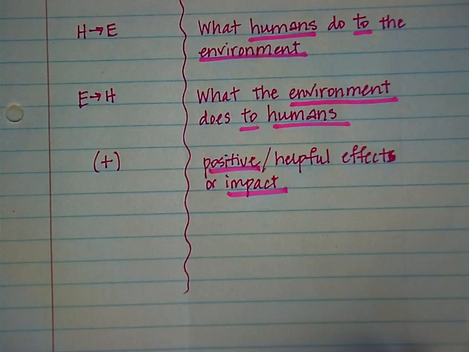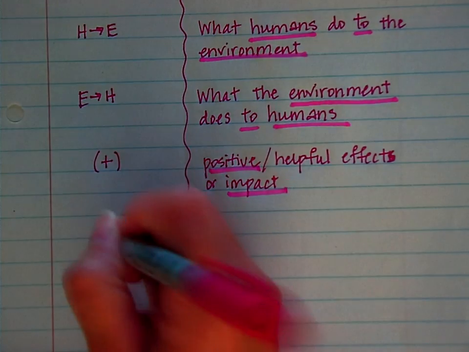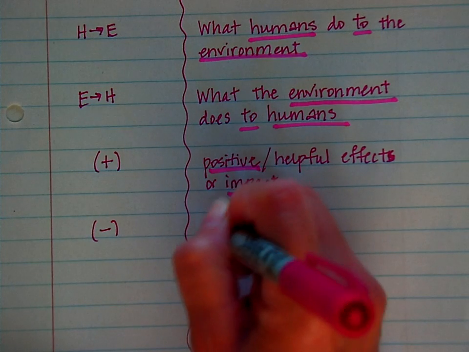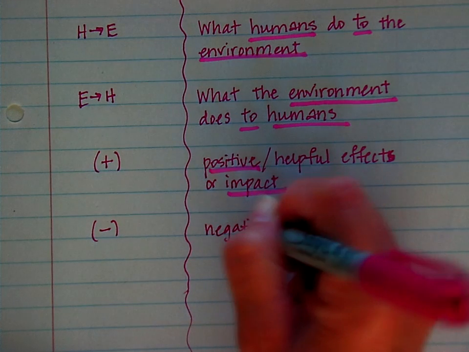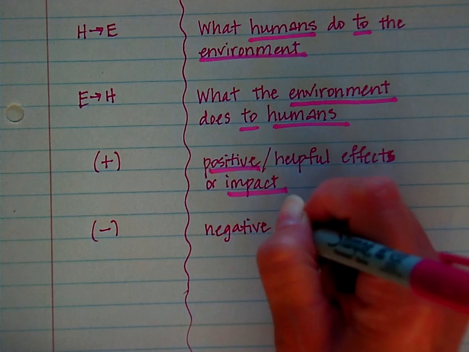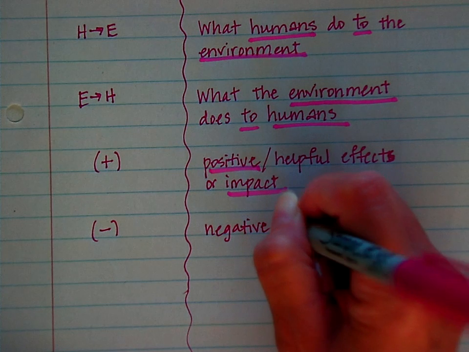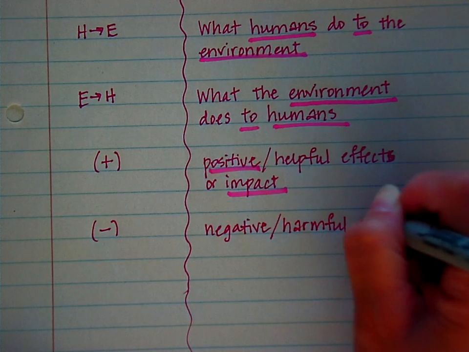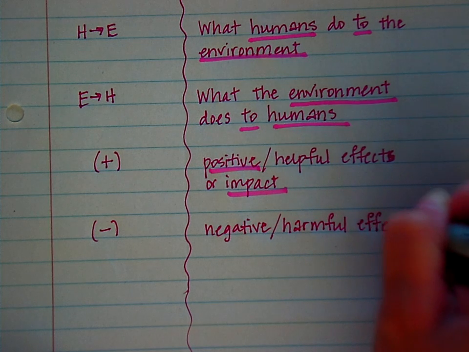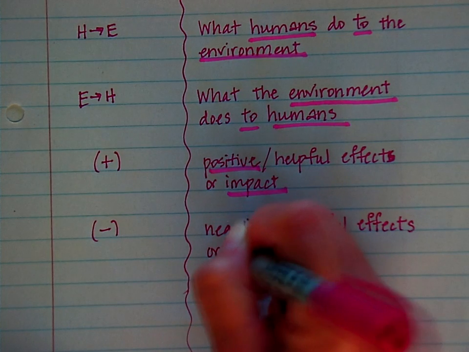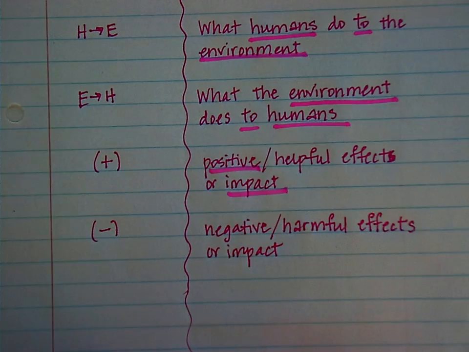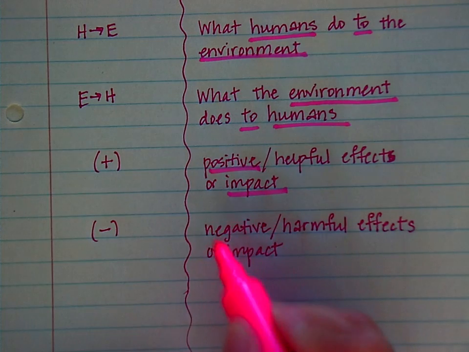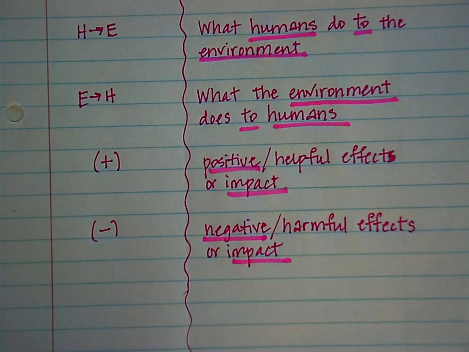And then let's go ahead and take the exact opposite, which is negative. So when you see the negative sign with H to E or E to H, it means negative or harmful effects. Or impact. Go ahead and grab your highlighter again. So what we're looking at here is a negative impact.